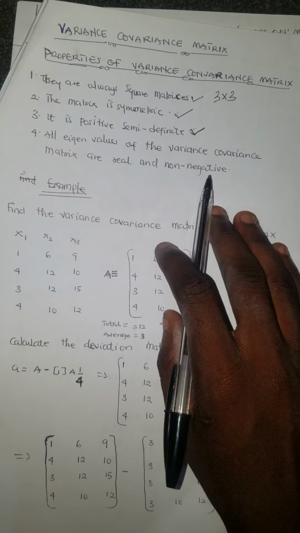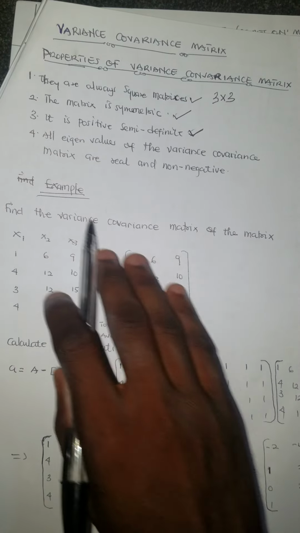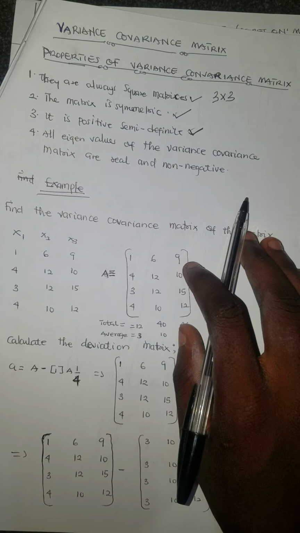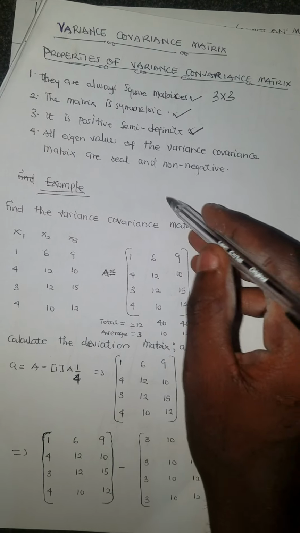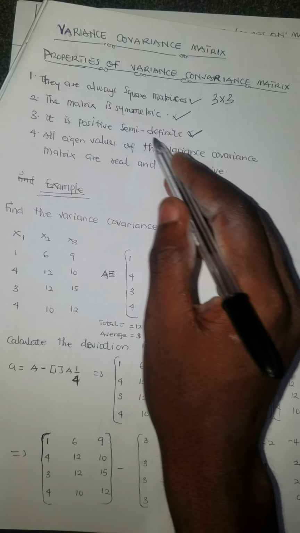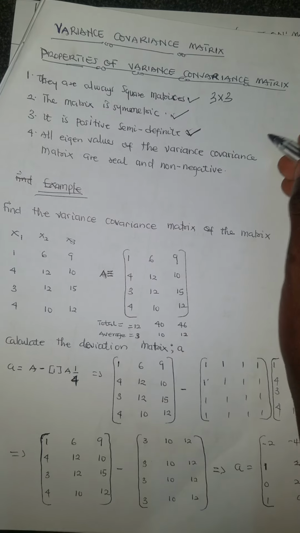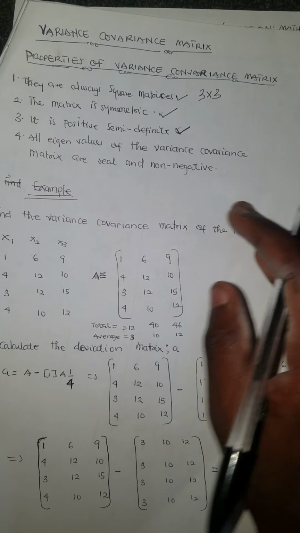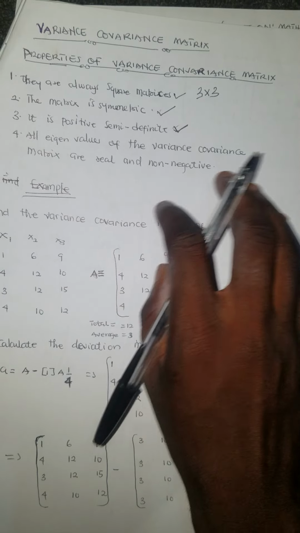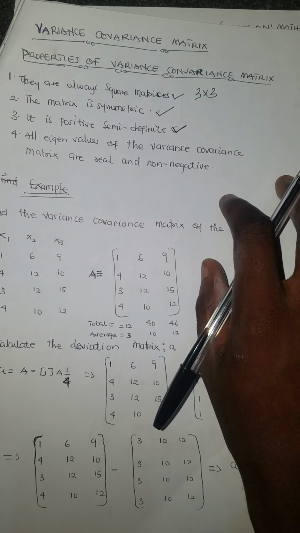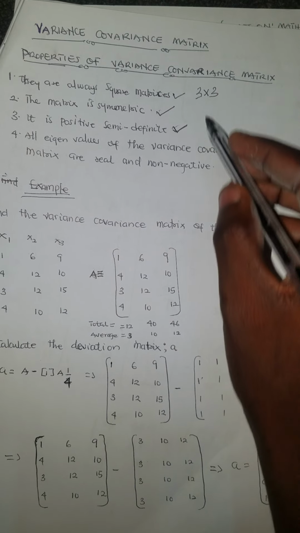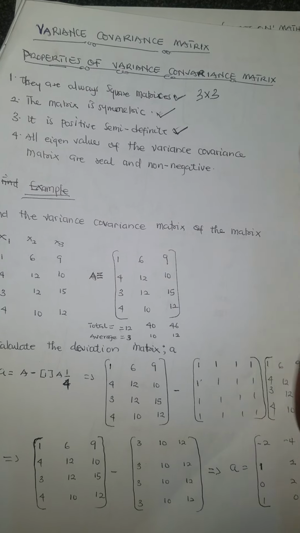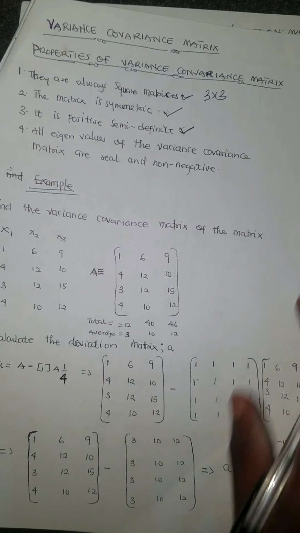Like I said, when you check the variances of the matrix, you will see that they are real numbers and non-negative, so there is no negative inside the calculation. We'll come to eigenvalues, but for now the most important thing you should know is they are always square matrices and they are symmetric matrices.